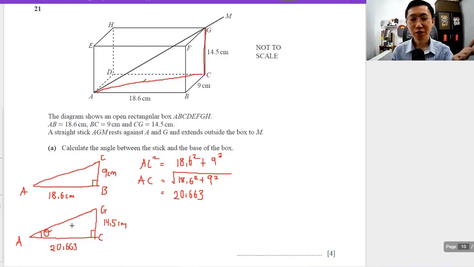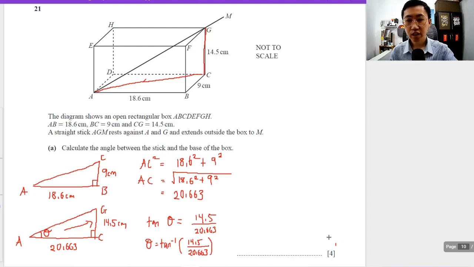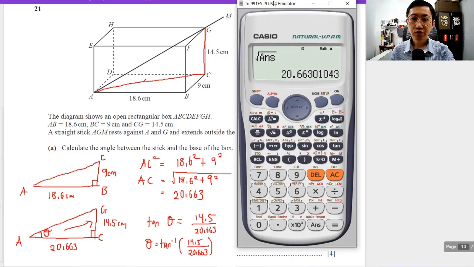Can you see it's always tangent, right? So now tangent theta equals opposite 14.5 over your 20.663. Shift tangent, or inverse tangent, and let's solve this. Put a bracket 14.5 over 20.663. Do all this working because you look at the score over here, 4 marks.